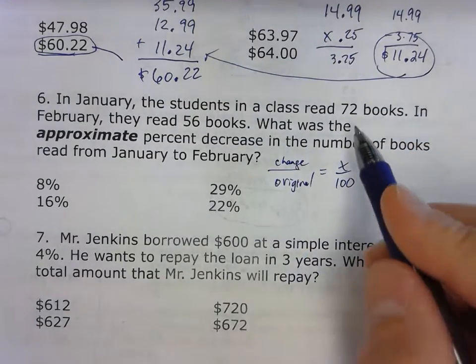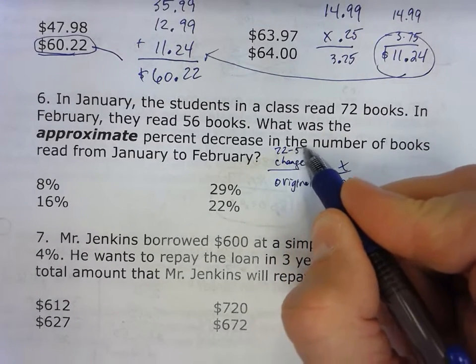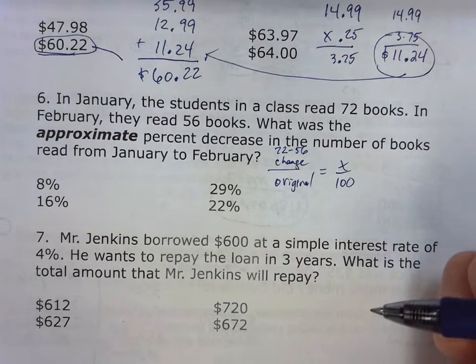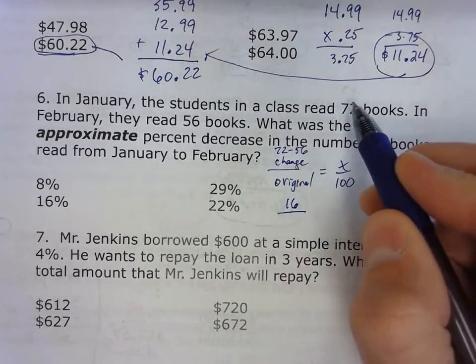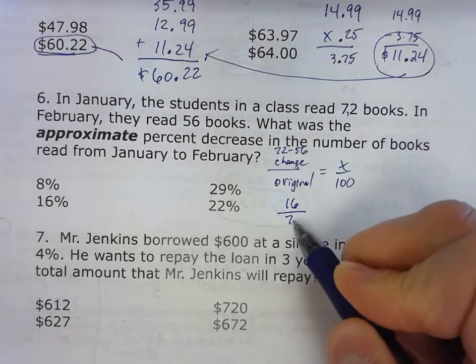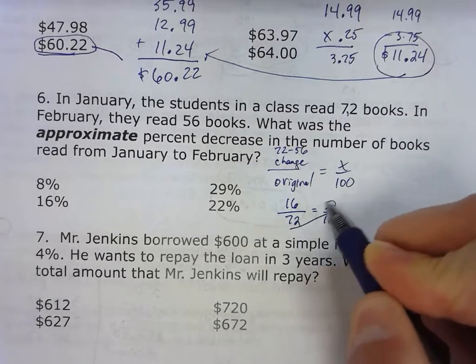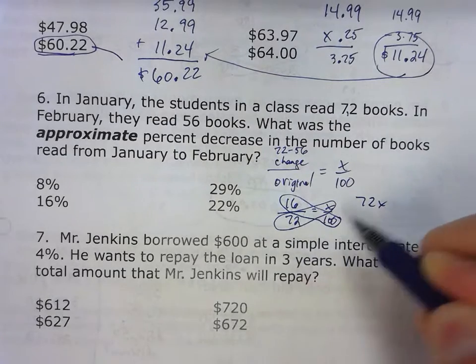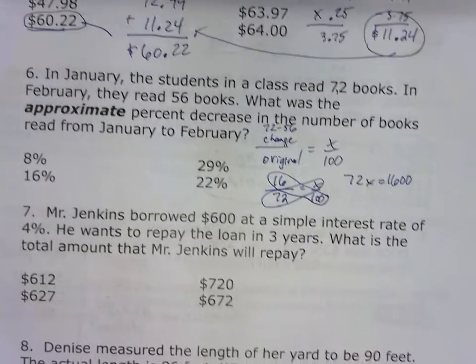Alright, so let's see. I'd subtract these two to get the change. So 72 minus 56. What is 72 minus 56? 16? Yeah, it's 10, 4, 16. Yeah, 16. So it'd be 16. The original number they read back in January was 72. That equals x over 100. So it'd be 72x there when I cross multiply. 16 times 100, of course, is 1,600. So there's my little equation.